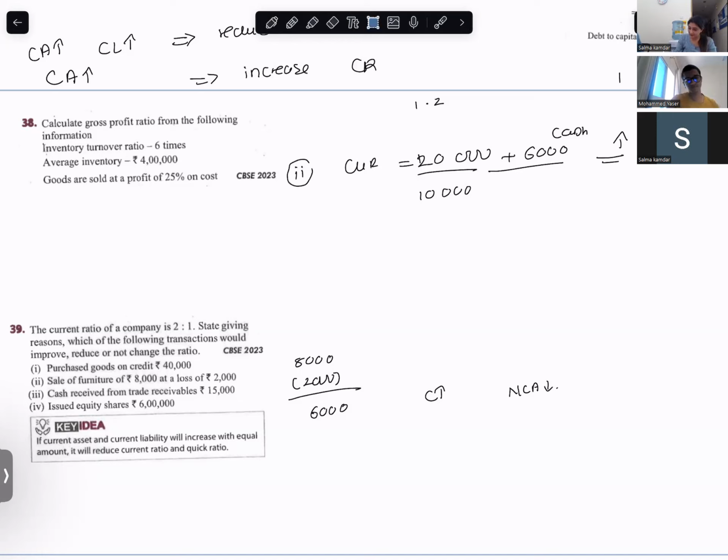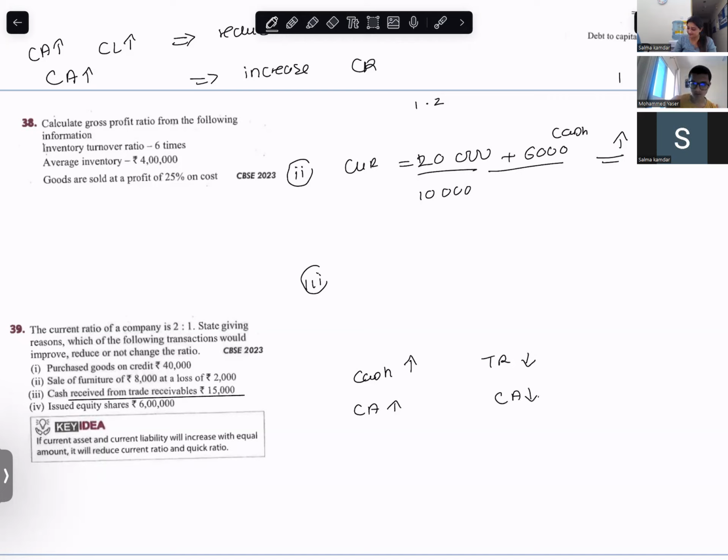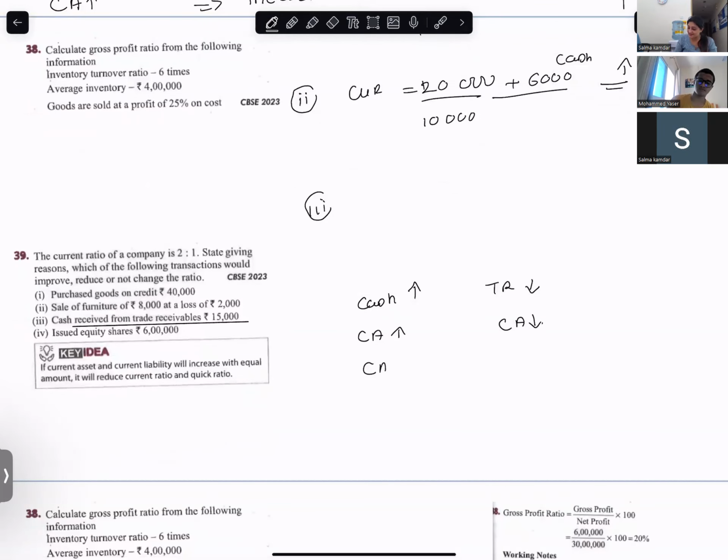Okay. Now let's go to the third one. Cash receipt from a trade receivable. That means cash is increasing, and trade receivables is reducing. That means the current asset is reducing. So current asset is increasing and current asset is decreasing at the same time. So there will be no effect. No change.